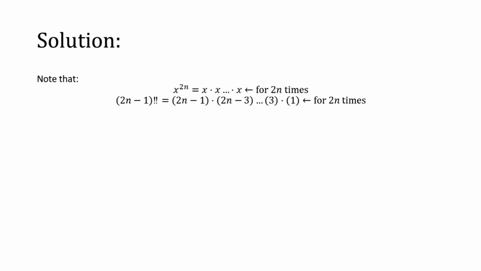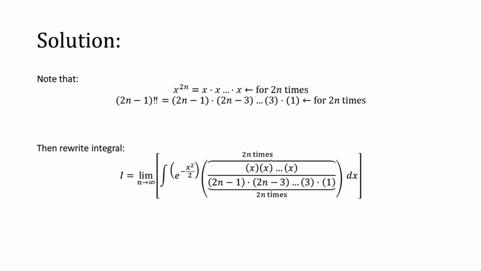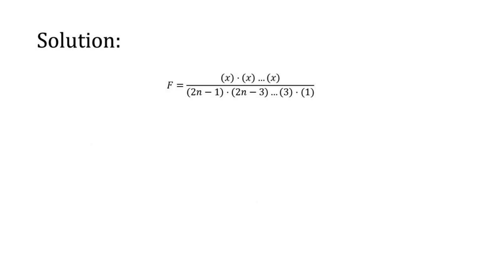For my solution, I would take a look at the properties of x to the power of 2n and (2n minus 1) double factorial. They both consist of 2n terms, and that's the property that we would use to solve. Then, we can simply substitute it into the integral, and that's what it looks like. Now, we would like to take the fraction away, and I would like to give it a name, f, in order to refer to the fraction more easily.